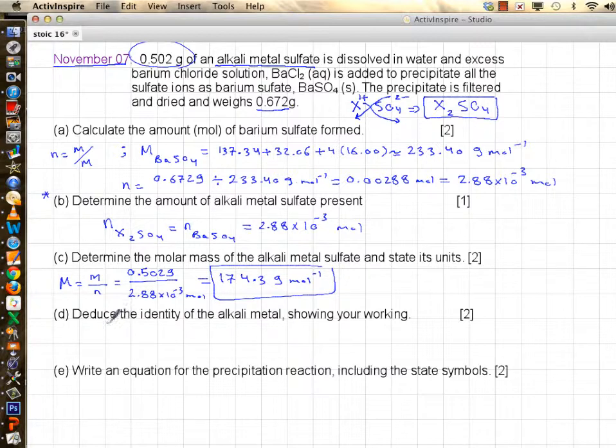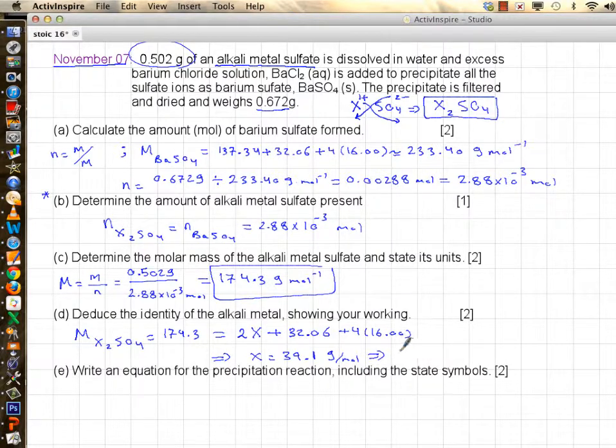Then the next part of the question is: deduce the identity of the alkali metal, showing your working, for 2 points. This is the molar mass. So the molar mass of X2SO4 is 174.3, which is equal to 2 times the atomic mass of X plus 1 sulfur plus 4 oxygen, 4 times 16. When you do all this, X happens to be 39.1 grams per mole. If you now go to the periodic table, you find out X is nothing but potassium, K. So this is the element that they're looking for.